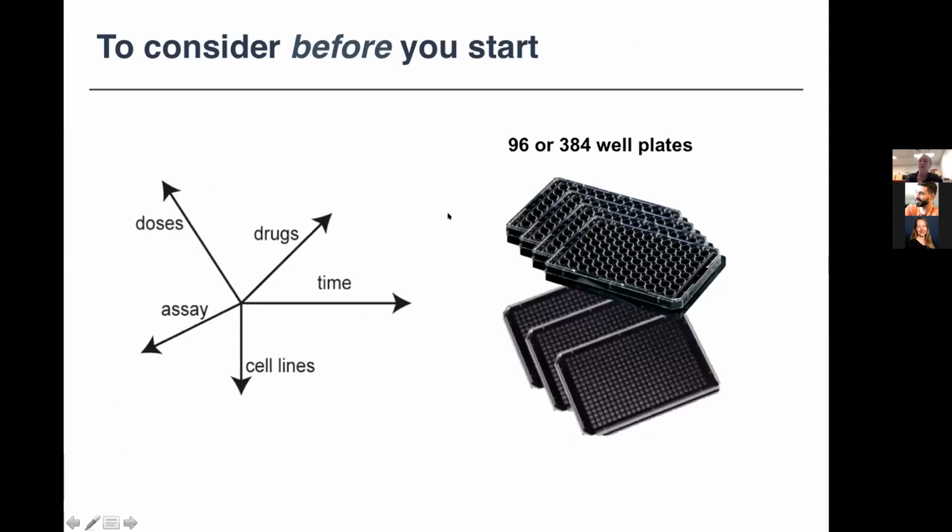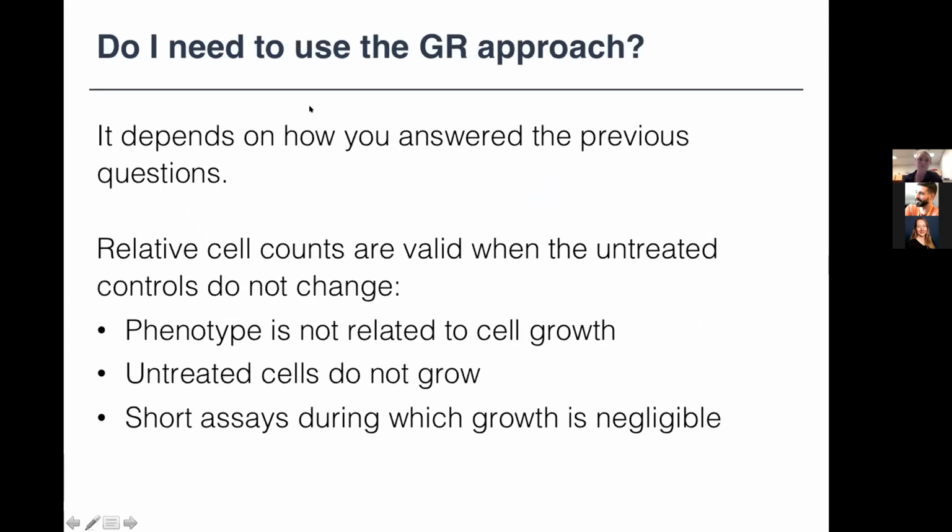Okay, so all of that can then help inform your choice of multi-well plate. 96 or 384 well plates are typically what we use. The assays could both be modified to fit multi-well plates with fewer wells and larger surface areas or whatever, but typically 96 or 384 well plates are appropriate for this type of work.